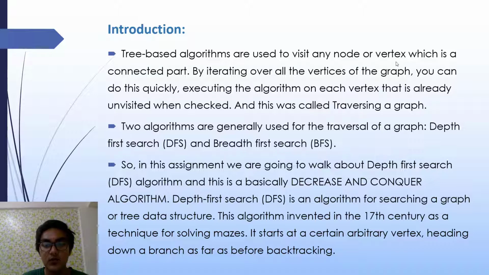In this assignment, we are going to talk about the depth first search algorithm, which is basically a decrease and conquer algorithm. Depth first search is an algorithm for searching a graph or tree data structure. This algorithm was invented in the 17th century as a technique for solving mazes. It starts at a certain arbitrary vertex, heading down a branch as far as possible before backtracking.